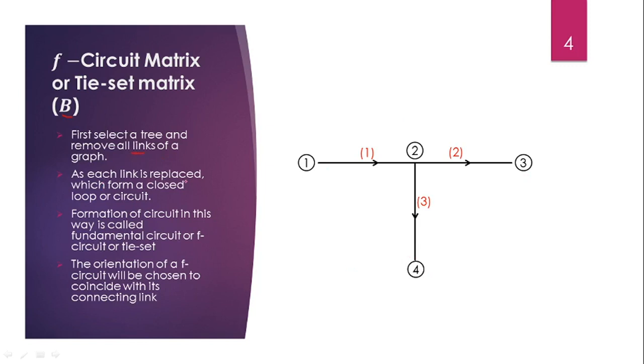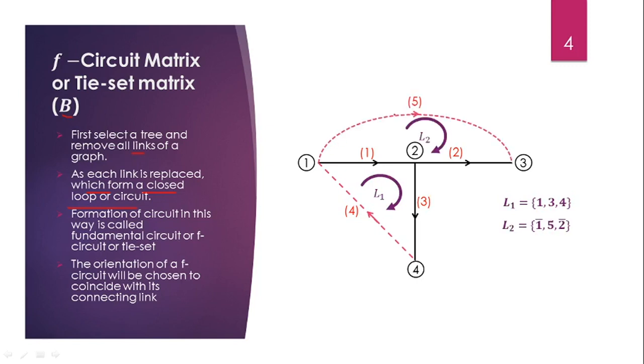As each link is replaced, it forms a closed loop or circuit. When link 4 is replaced here, it will form a loop, and it has branches 1, 3, 4. Similarly, when we replace the fifth link, it also forms another loop L2, and at the same time, if we replace link 6, it also forms another loop.